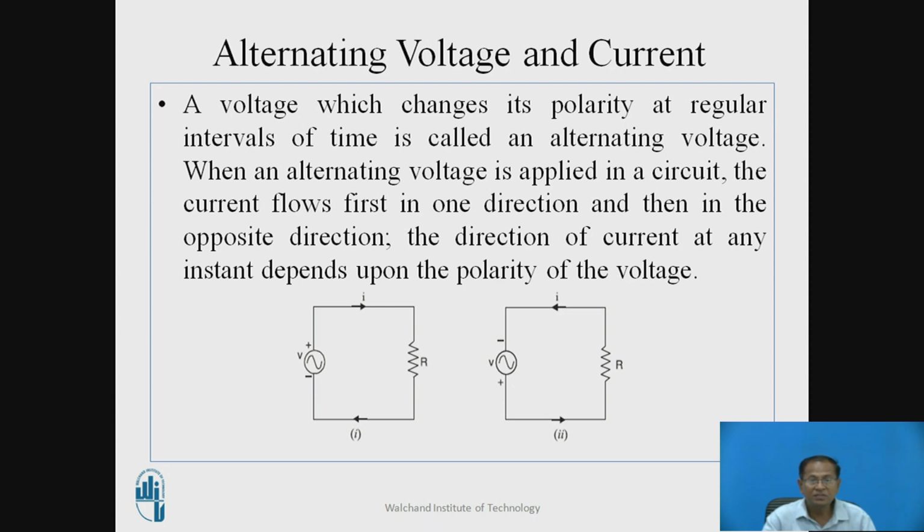A voltage which changes its polarity at regular intervals of time is called an alternating voltage. When the alternating voltage is applied in a circuit, the current flows in one direction and then in the opposite direction. The direction of current at any instant depends upon the polarity of the voltage. Now here, in this circuit, when the AC voltage is applied, current flows in the clockwise direction during the positive half cycle, and during the negative half cycle, the current flows in the anti-clockwise direction.